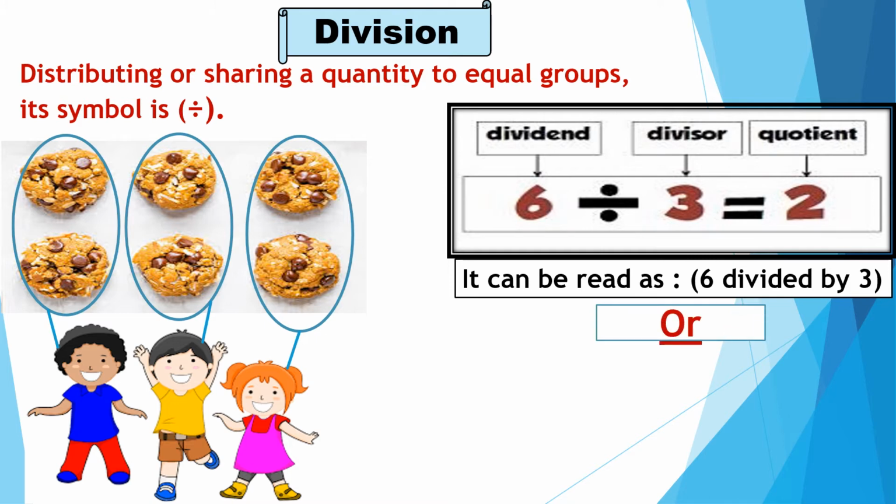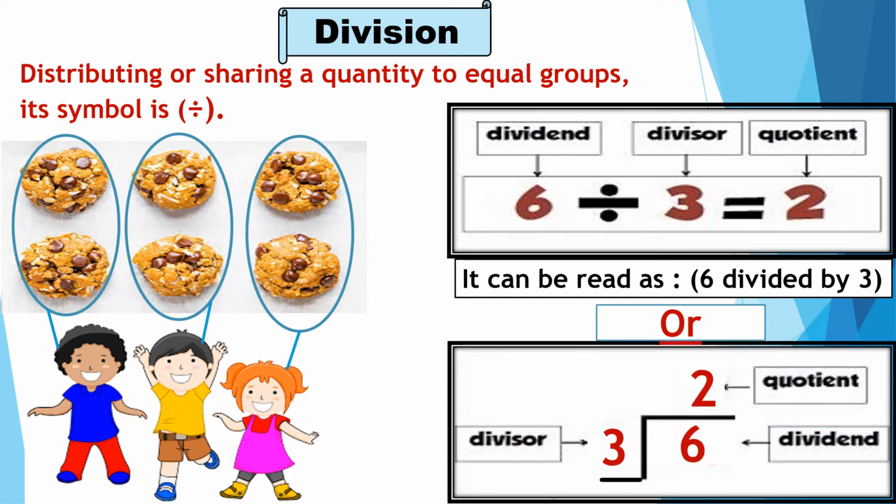We have another form to express division like this. We can say 6, the biggest number, here, and the 3 will be here, and 2, the result, will be up here. So dividend, divisor, quotient. We have 2 ways to express it, the first one or the second one.